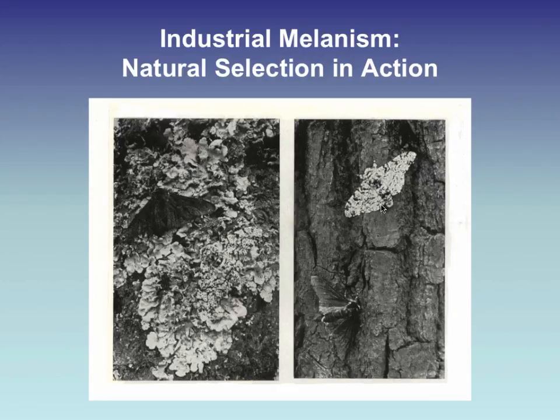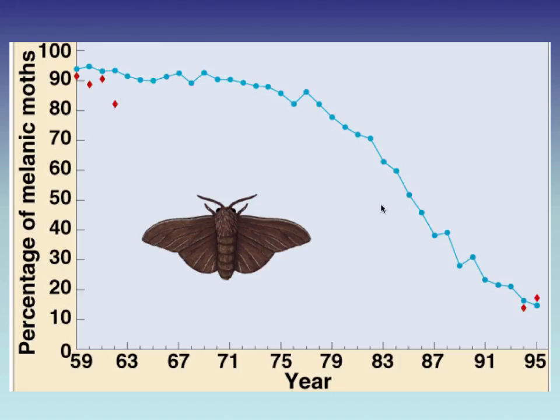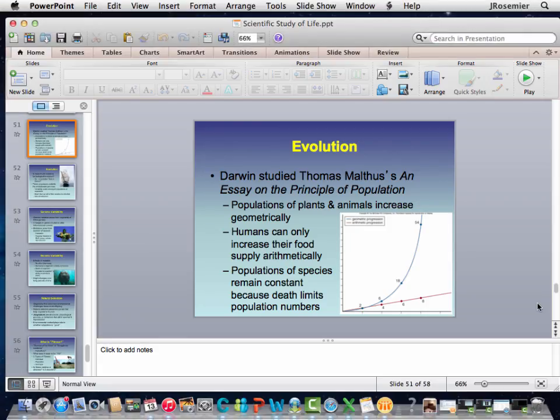And then after Great Britain implemented air pollution controls, we see a switch that occurred. Right? So we see a switch from 90% dark-colored moths back down to about 10% dark-colored moths over the span of 35 or so years. So conditions in the environment determine which individuals grow and survive and reproduce the best. In other words, it affects the fitness of the different forms.